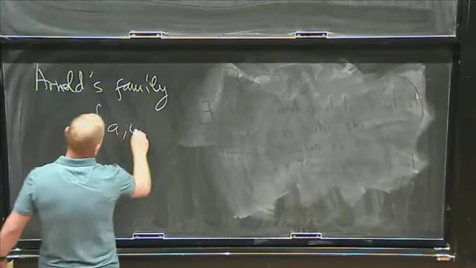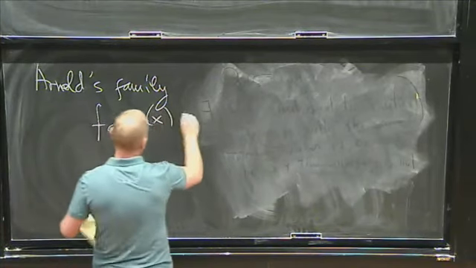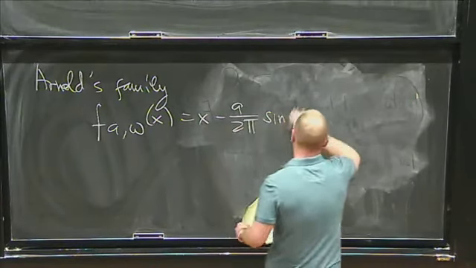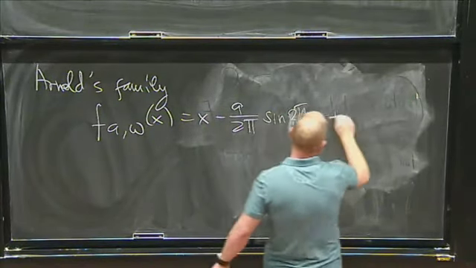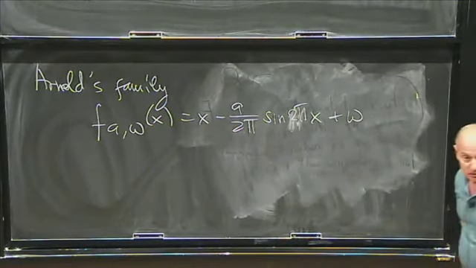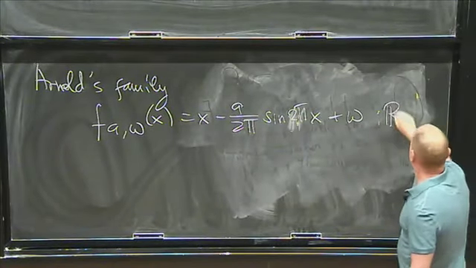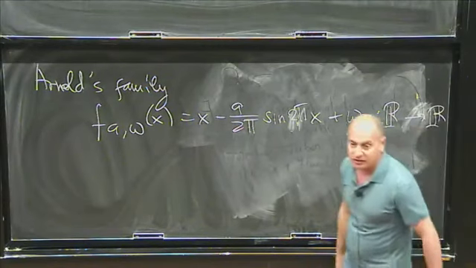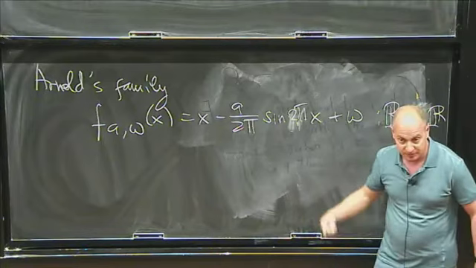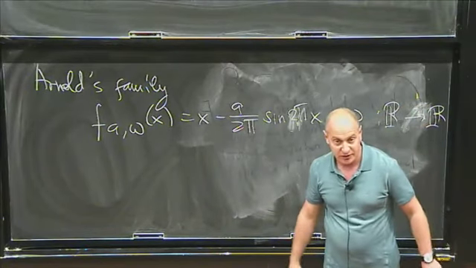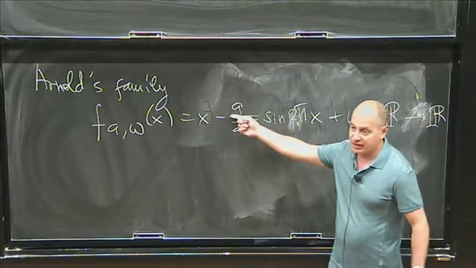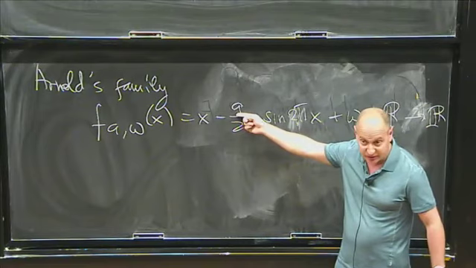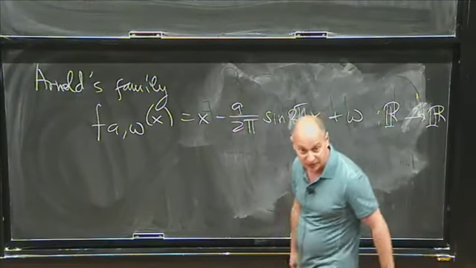So f_{A,ω}(x) is x minus A over 2π sine 2πx plus ω. This maps the real line to the real line, commutes with the unit translation, therefore gives us a well-defined circle map. For A equal to 1, this would be a critical circle map. It will have critical points, and for A less than 1, it would be a diffeo.